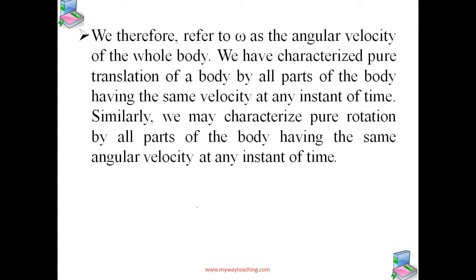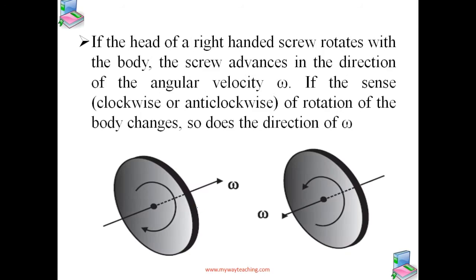For rotation about a fixed axis, the angular velocity vector lies along the axis of rotation and points in the direction in which a right-handed screw would advance if the head of the screw is rotated with the body. You can see that here, if the head of this right-handed screw is rotated with the body, the screw advances in the direction of the angular velocity, isn't it?